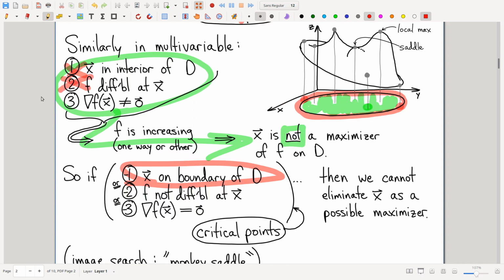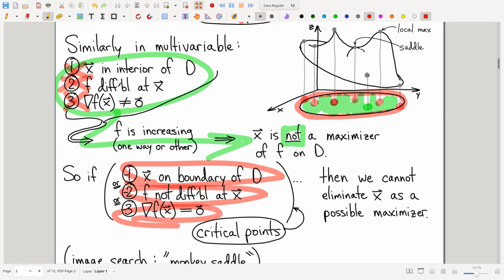There are points where the function fails to be differentiable, such as this point right here. Whenever that happens, can't eliminate it. There are points where the gradient is 0. Can't eliminate those either. So that's this point there, and this point there, and that point there. So again, there's a bunch of points I can't eliminate. I don't know what's going on at these points.